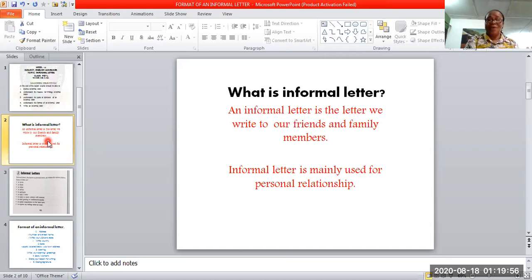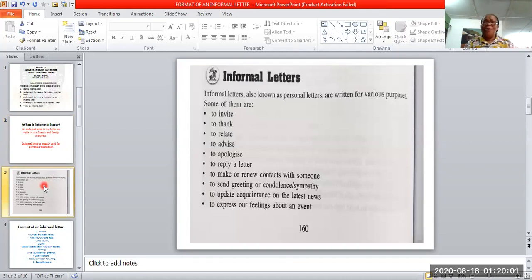Yes. So you can write letters to your friends, to your brothers, to your sisters. But why do we need to write these informal letters? Why should we write informal letters? Or what are the reasons for wanting to write informal letters? We write informal letters to invite. We write it to thank. We write it to relate. We write it to advise. We write to apologize. We write to reply a letter. We write to make or renew contacts with someone.